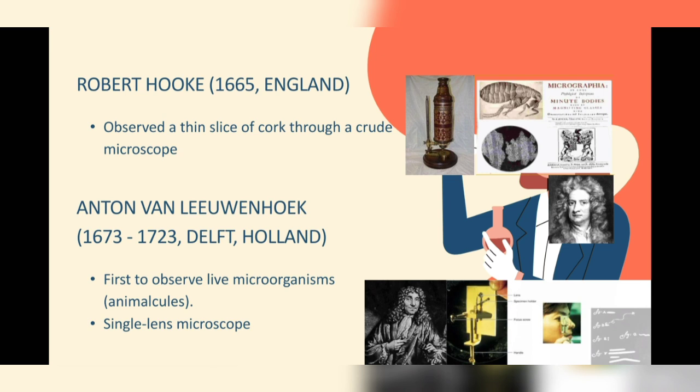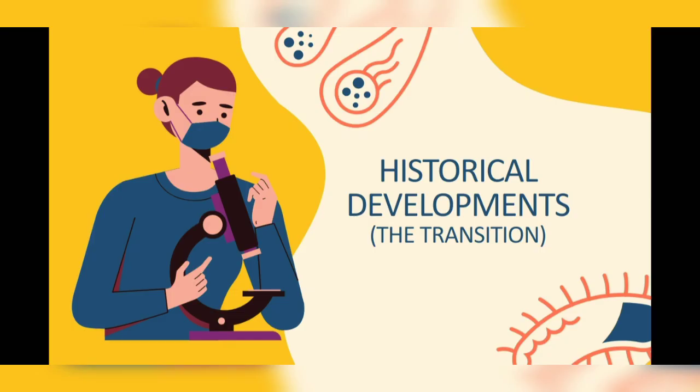So that was Sir Robert Hooke, and the picture on the lower right of the presentation is Sir Anton van Leeuwenhoek with his single lens microscope. Now let's proceed to the transition of the historical developments of microbiology.